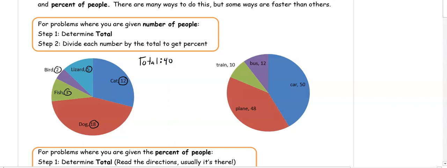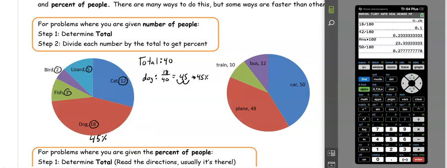To find the percent, we're going to take the votes. Let's say we're doing dogs. There were 18 dog people out of 40 people. So when we do 18 divided by 40, that gets us 0.45. And we're going to move our decimal over 2 places. So that would be 45%. On our calculator, we could also just do 18 divided by 40 and then multiply by 100 to get our percent. So either way is fine to get our answer.